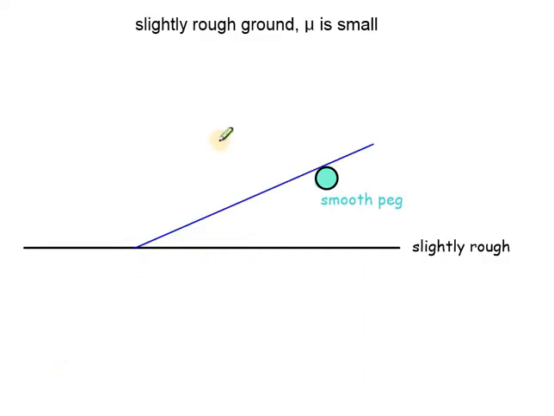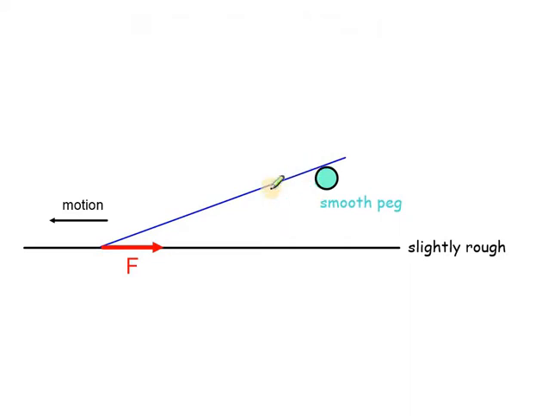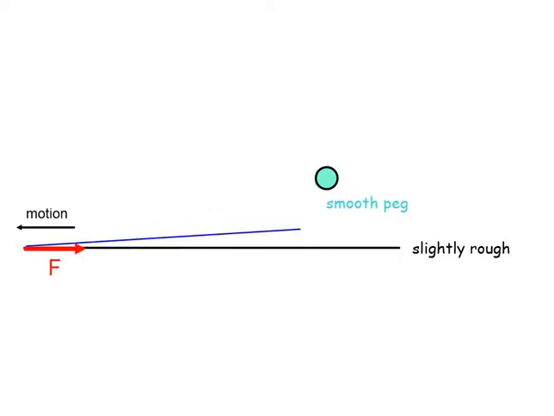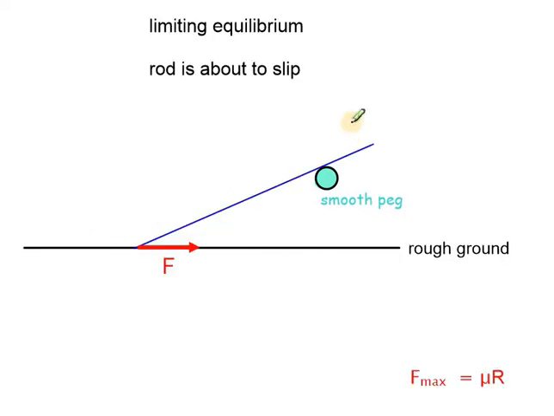Now if the ground was slightly rough, so the coefficient of friction is small, but the peg is still smooth, but we do have some friction here now, then the rod will still move in this direction, but now we have a frictional force opposing motion, but the rod will continue to move until it falls off the peg once more. And now this situation where the rod is in limiting equilibrium, it is about to slip.